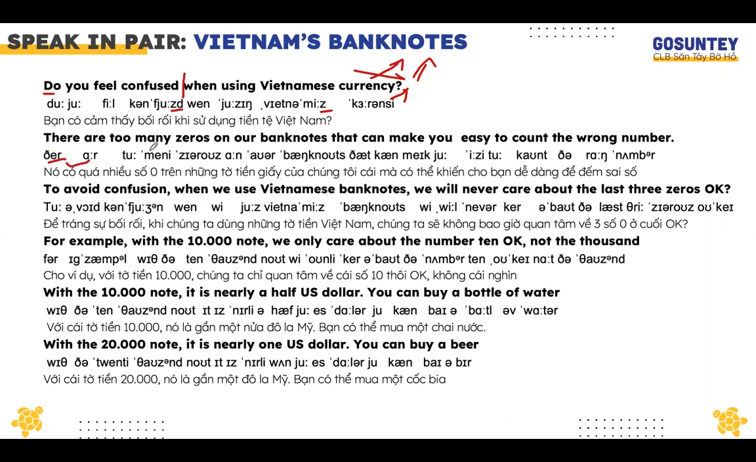There are too many zeros on the banknotes that can make you easy to count the wrong number. The linking sound: zeros, on. There are too many zeros on the bank notes that can make you easy to count the wrong number.